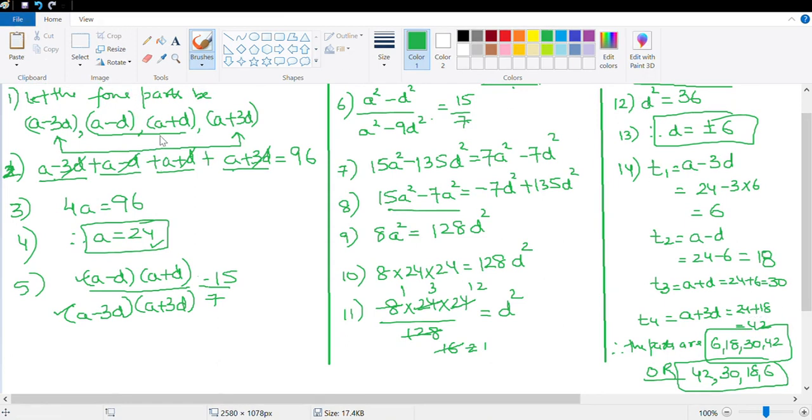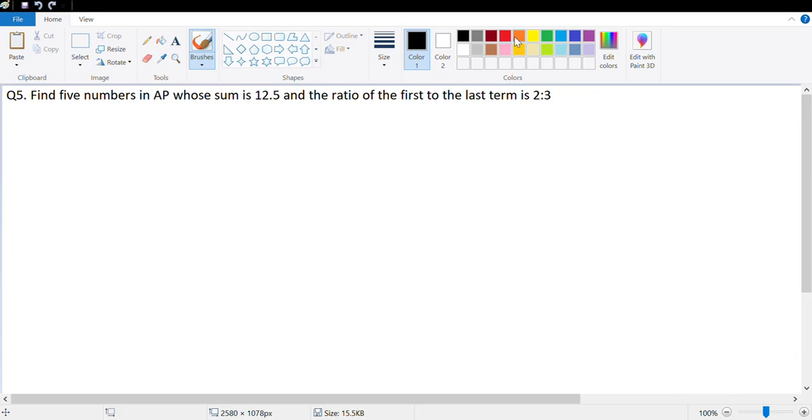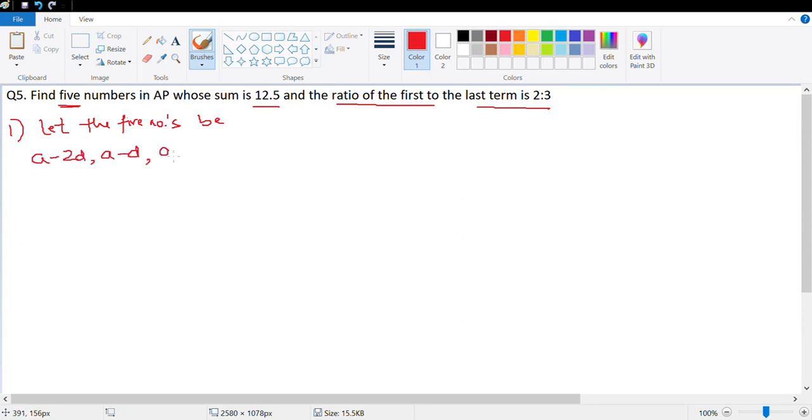The next question that we have is question number 5. It says find 5 numbers in AP whose sum is 12.5 and the ratio of the first to the last term is 2:3. This time we have 5, which means odd number of terms. So let the 5 numbers be a minus 2d, a minus d, a, a plus d, and a plus 2d.